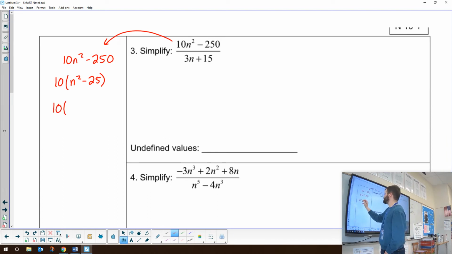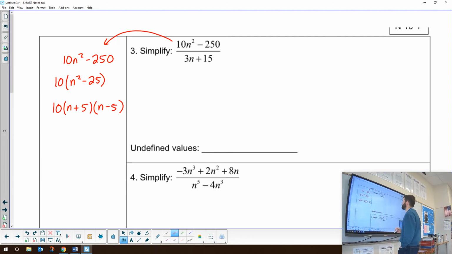We're going to go 10 times, build your parentheses. Remember, it's a plus b, a minus b. So we're going to go n plus 5 times n minus 5. And those are my factors for the top. So I can go ahead and write that on top: 10 times n plus 5 times n minus 5 over the bottom.